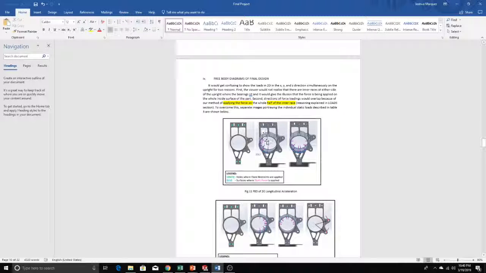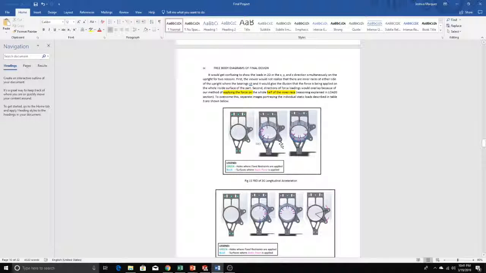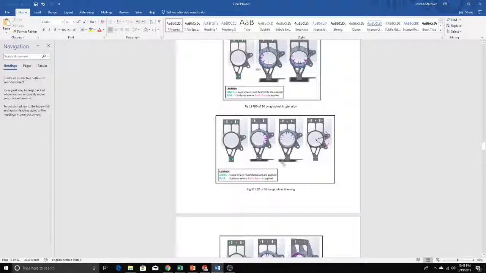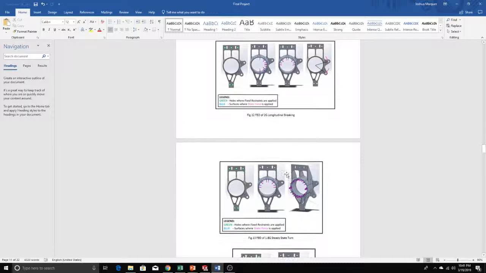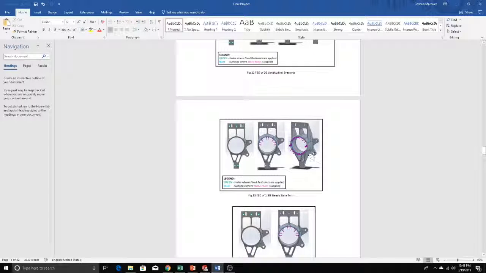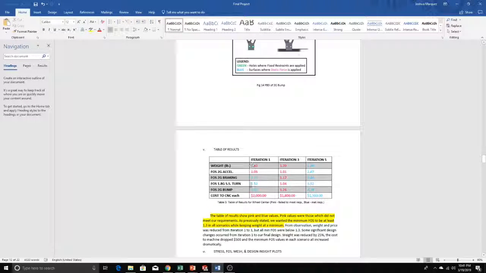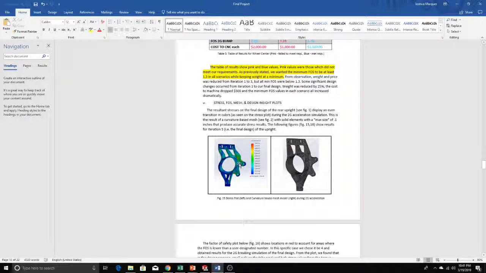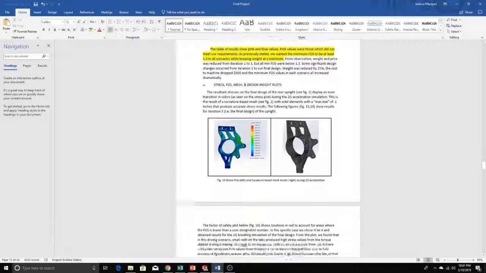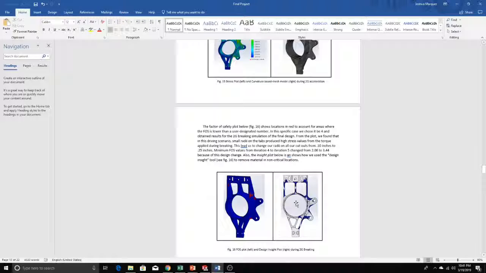And these pink arrows represent where the static load is applied, replicating the contact of a bearing on the inner races of the upright. We conducted simulation on 4 driving scenarios, same as the wheel center. Namely, the first one being 2G longitudinal acceleration, the second one being 2G longitudinal braking, the third one being 1.8G steady state turn, and the last one being a 2G bump. And here's also a table of results, along with a stress plot, curvature based model, another factor of safety, and a design insight tool plot.